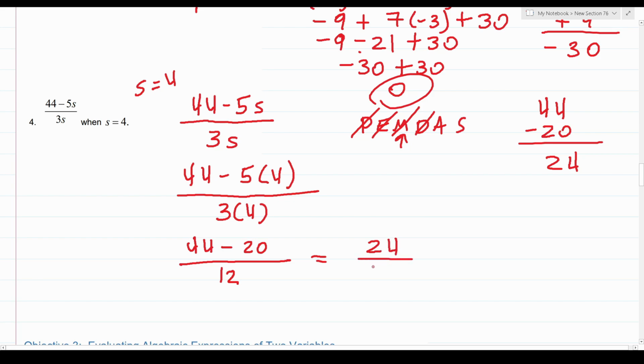24 over 12. And now we're actually going to reduce this fraction by dividing the numerator and denominator by a common factor of 12. 24 divided by 12 is 2. 12 divided by 12 is 1. 2 over 1 is just 2. All right, so the answer to this one is 2. All right, so that's that.